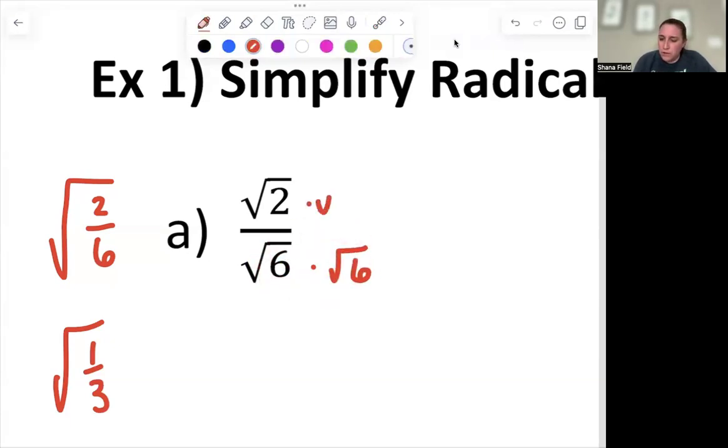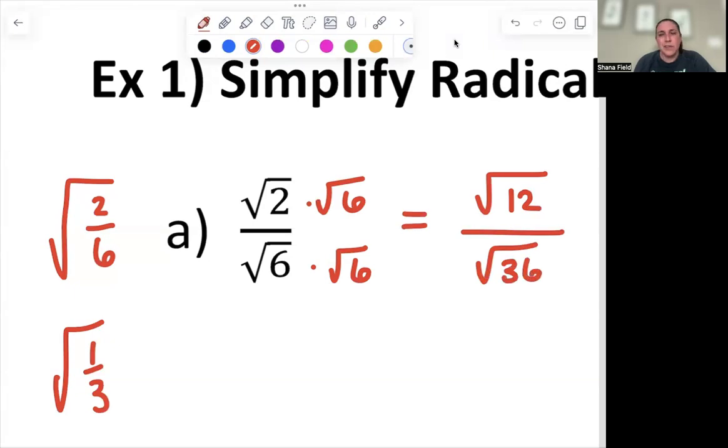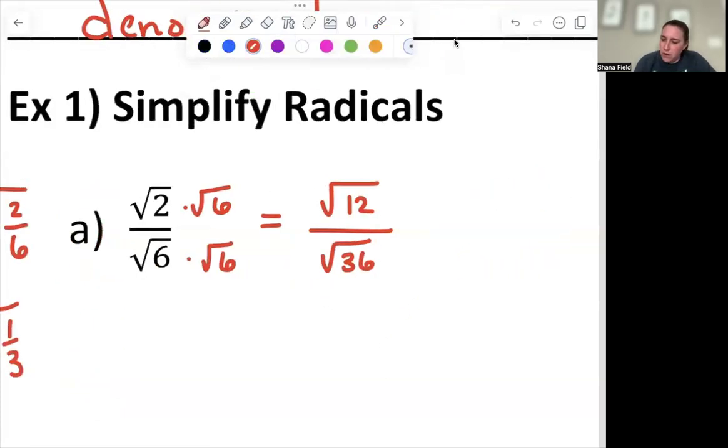So we'll multiply the top by the square root of 6. When we multiply those insides together, we get root 12. In the denominator, the square root of 36 is really just a 6, and that's going to be true every time. The whole point is to get rid of the square root in the bottom, which is why we're multiplying by the square root of 6. So 6 times 6 is always going to get us a 6 down there. At this point, I've got the square root of 12 over 6.